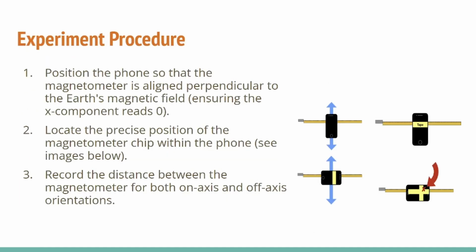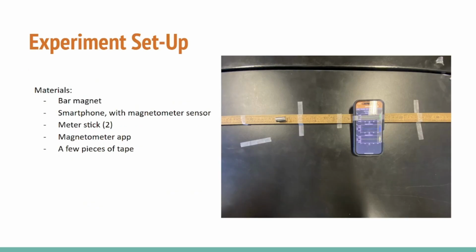So for the experiment procedure, we had to position the phone so that it's aligned perpendicular to the Earth's magnetic field, ensuring that the x component reads 0, and then do the same for the y to determine the precise location of the magnetometer chip on the phone, as you can see in the images. We then had to record the distance to the magnetometer for both on-axis and off-axis orientations. For the experiment setup, we needed a bar magnet, a smartphone with a magnetometer sensor, 2 meter sticks, the magnetometer app, and a few pieces of tape as shown below in this image.